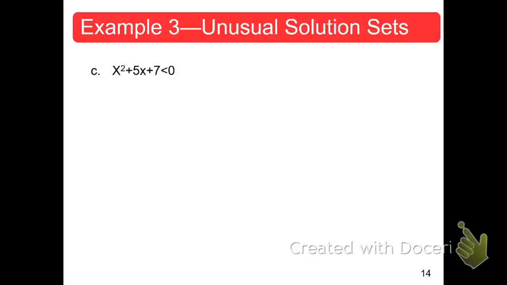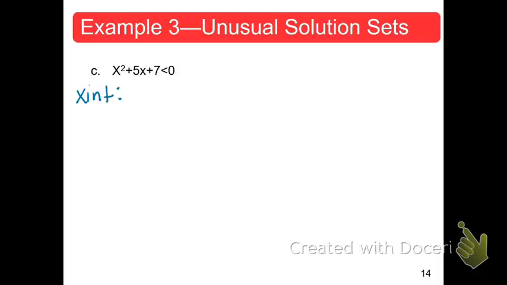Okay, for example 3 of the unusual solution sets. Just like before, we're trying to find where this polynomial x squared plus 5x plus 7 is less than 0. And so we need to find our x-intercepts and our vertical asymptotes.